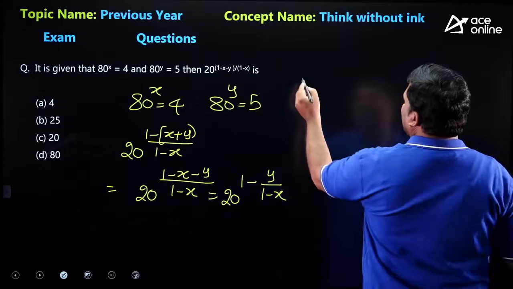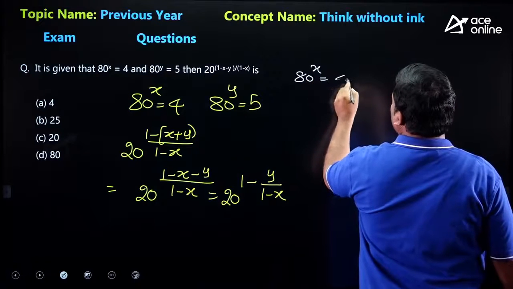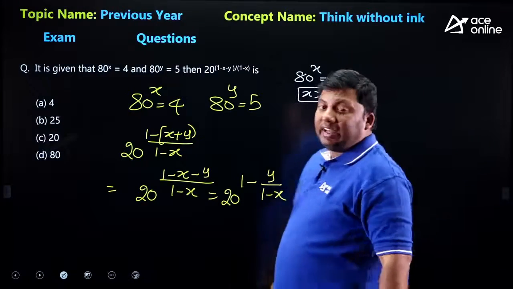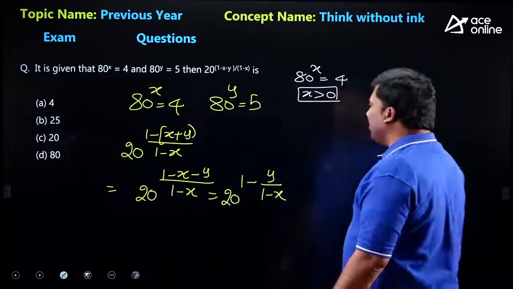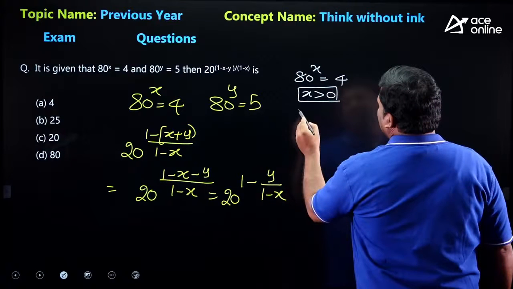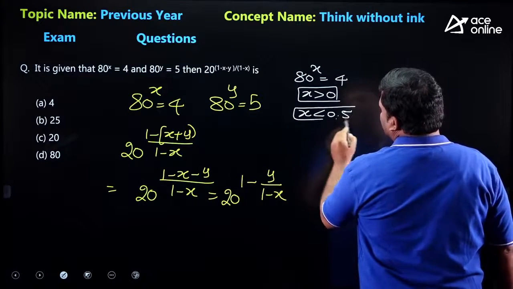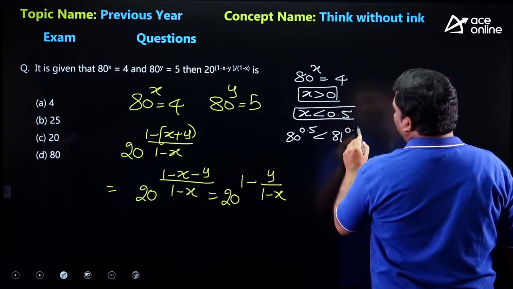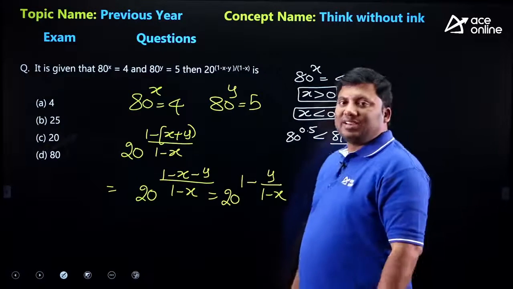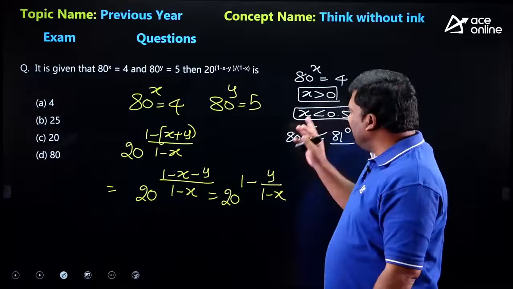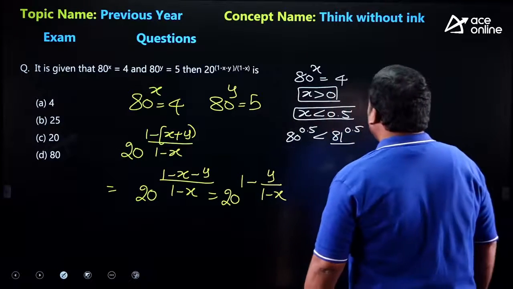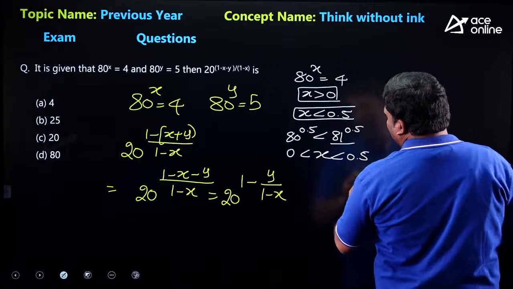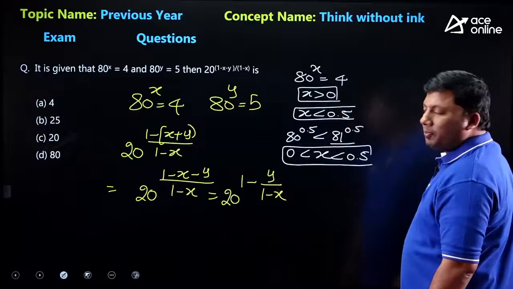80 power x is 4. Can I say x is greater than 0? Why? Because 80 power 0 is 1. Can I say x is less than 0.5? Why? Because 80 power 0.5 is less than 81 power 0.5, and 81 power 0.5 is 9. 4 is less than 9. That means x will range from 0 to 0.5.